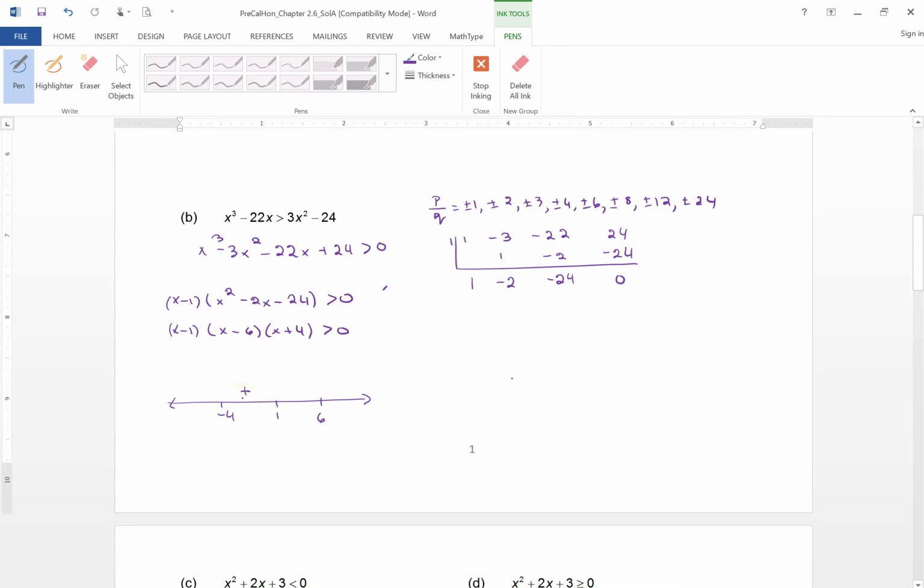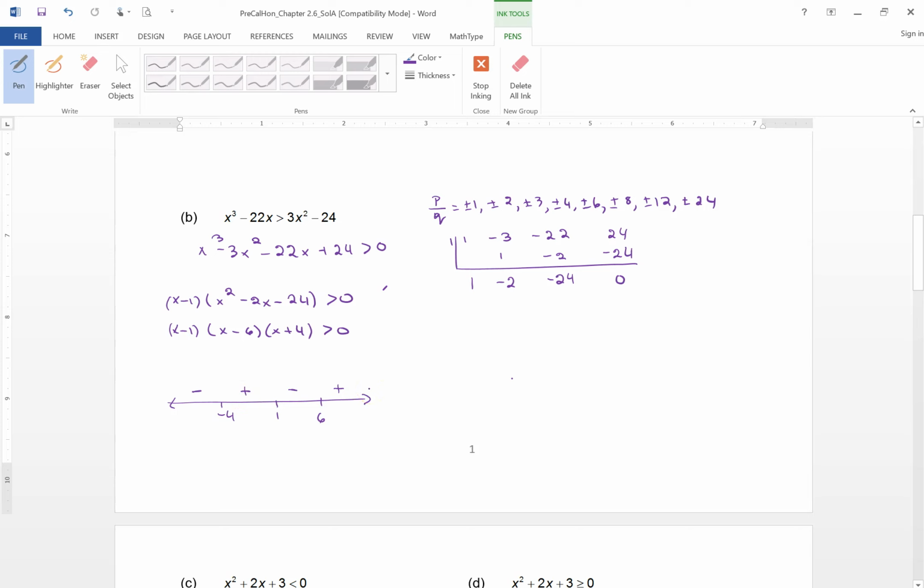Now, multiplicities here are all odd. They're all 1, an odd number. That means the signs will alternate. So if you put in a value in one of the regions, it's going to alternate: negative, positive, negative, positive. Okay?